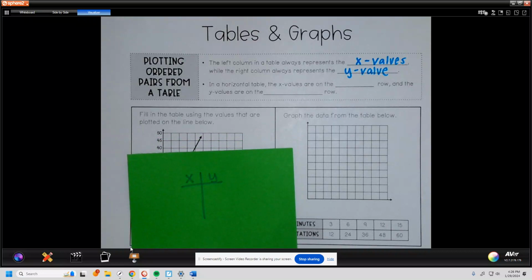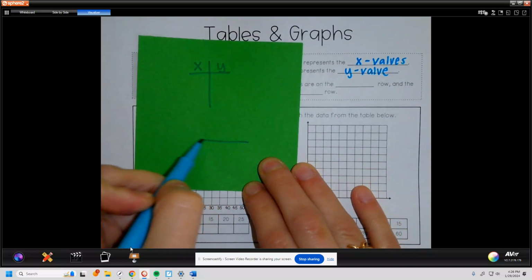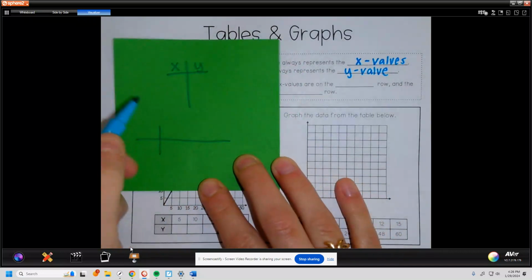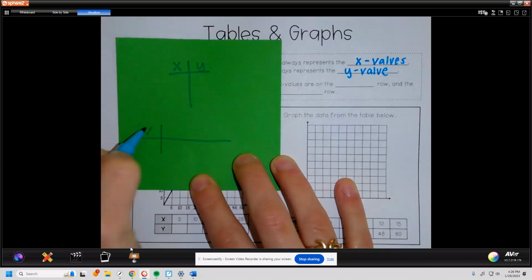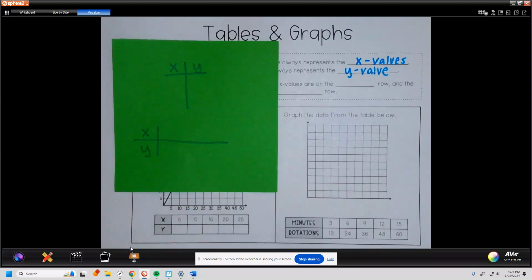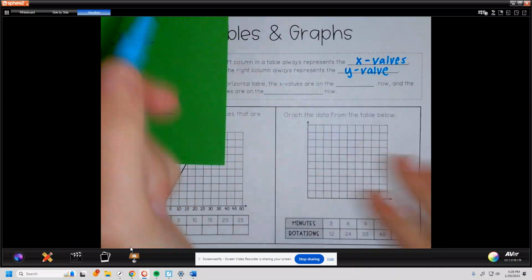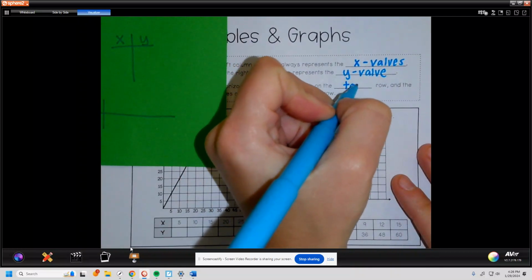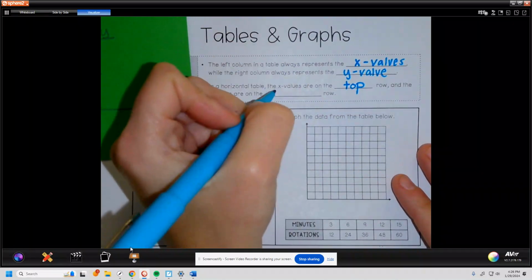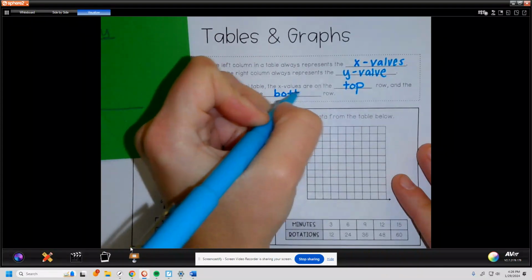And then if you have tables that are horizontal, like this, the x values are always going to be on the top row, the y values are always going to be on the bottom row. So the top row and the bottom row.